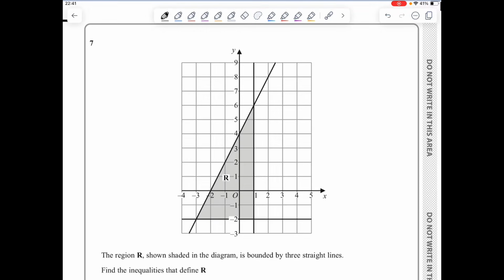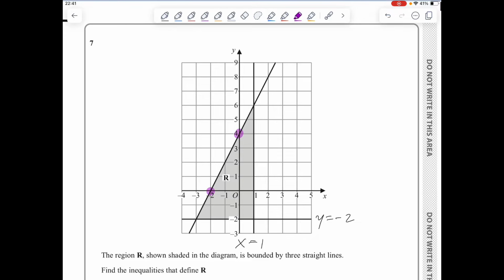In question 7, I have three lines bounding this region. The vertical line has equation x equals 1, the horizontal one y equals minus 2, and the slant one passes through two very important points, 0, minus 4, and minus 2, 0.